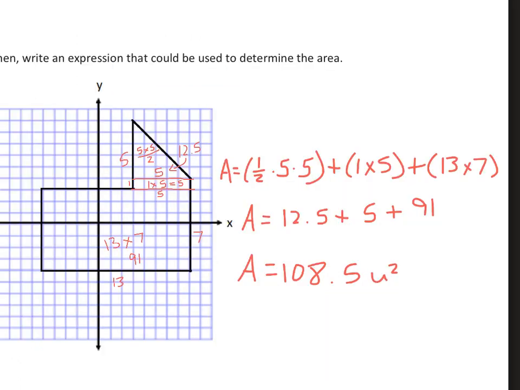For the area of this, our formula or our expression could be the area of this triangle, which is half times 5 times 5, the area of this rectangle, which is 1 times 5, and the area of this rectangle, which is 13 by 7. Then you simplify it by solving each one. 12.5 plus 5 plus 91, and you get 108.5 units squared. Feel free to pause and look back over this one to make sure you know how to write that expression and what each number and parenthesis symbol represents.